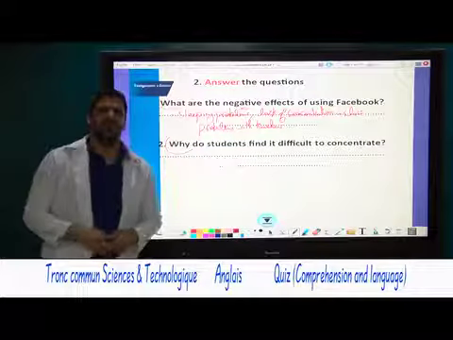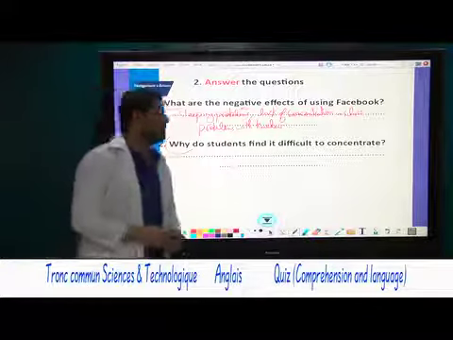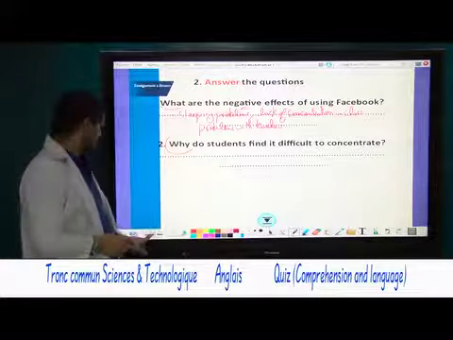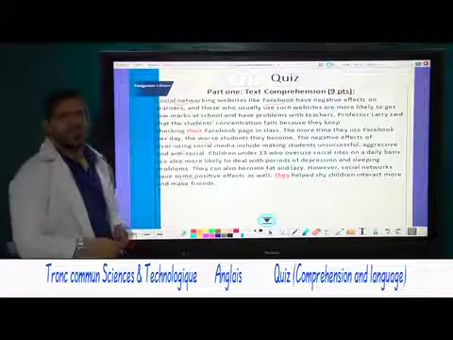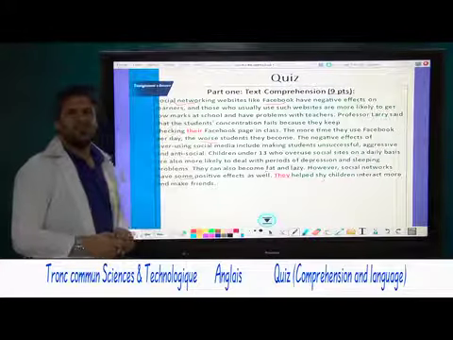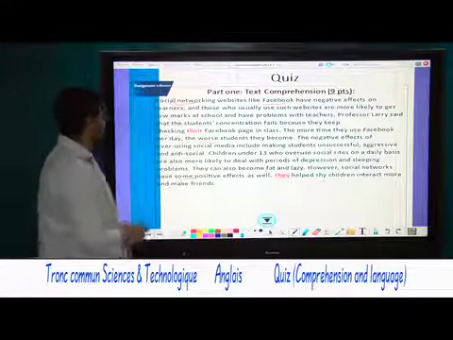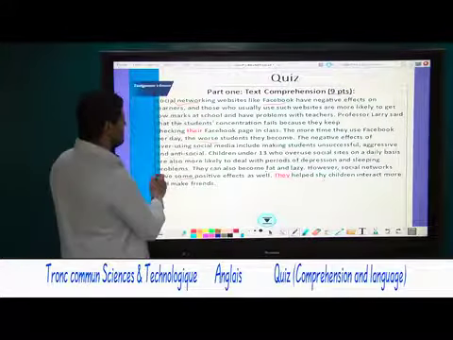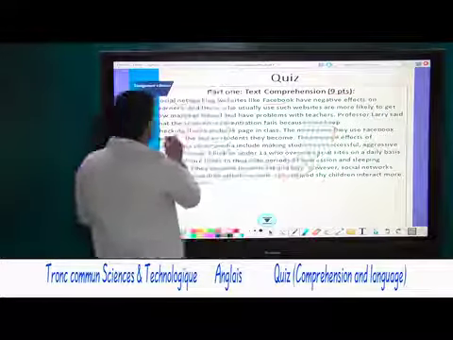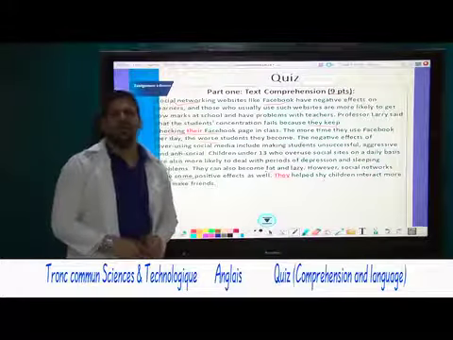Okay? Question number 2. What does it start with? Why? When I ask about why, it's looking for the cause of something, okay? Why do students find it difficult to concentrate? Let me take you back to the text. Look at the text again. Why do students find it difficult to concentrate? Yeah, you're right. Because they keep checking, look at this one. They keep checking their Facebook page each time they want to check if they have received a new message.